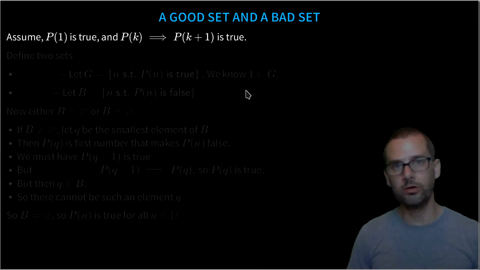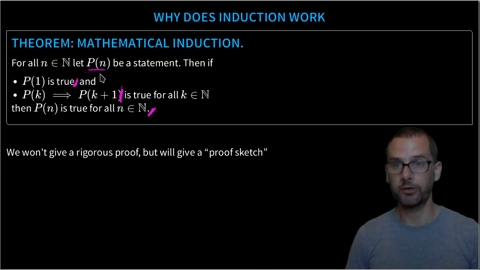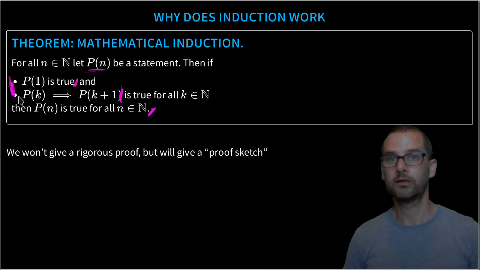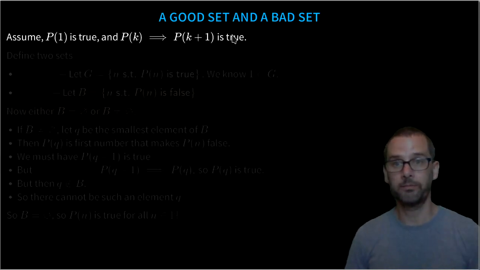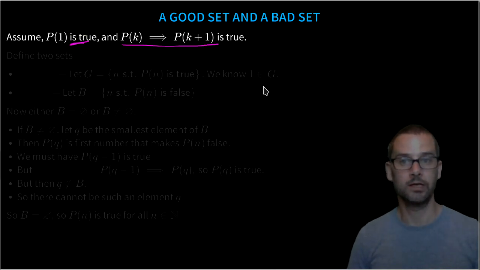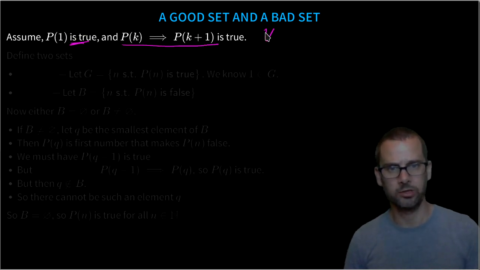So let's assume the conditions of the principle of mathematical induction hold. Namely, I'm going to assume that both of these hold. So I'm going to assume that P of 1 is true and that P of k implies P of k plus 1 is true. And this second one, of course, has to be true for all k in N.